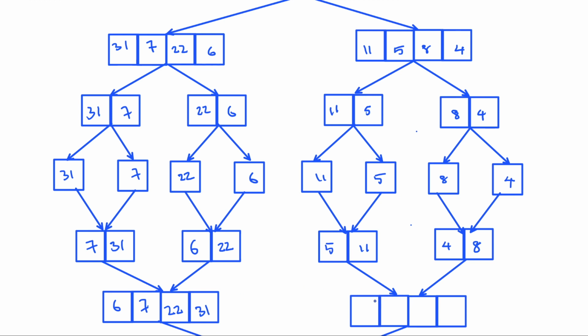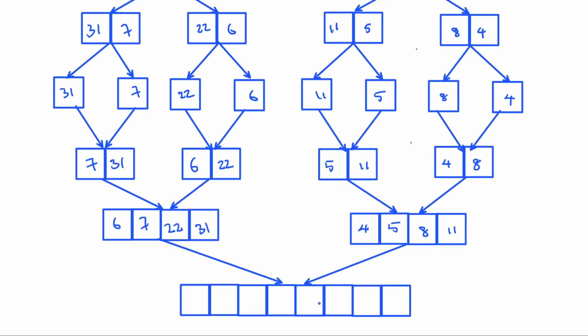For the right part, I will be first writing 4, because if you combine these two subarrays, then 4 should come first if it is sorted. So I'm writing 4 first, then 5, then 8 and then 11. Now I will have to combine the solution of these two subproblems to get the solution of the original problem. So I will be writing it over here.